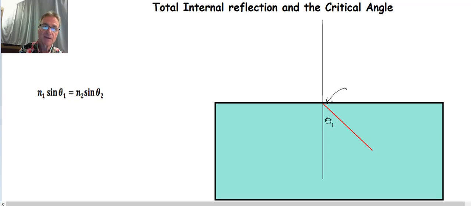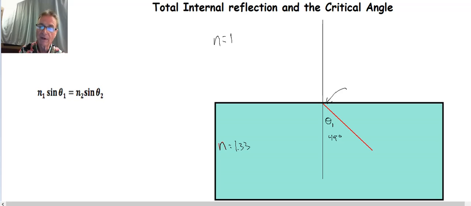Well, the value of n for water is about 1.33, and the value of n for air is about 1. Okay. So, let's assume that theta 1 down here is, we're going to make it 49 degrees. Okay, so a fairly large angle, right? And let's see what the angle is going to be that, using Snell's law, the light should be refracted at as it goes into the air.